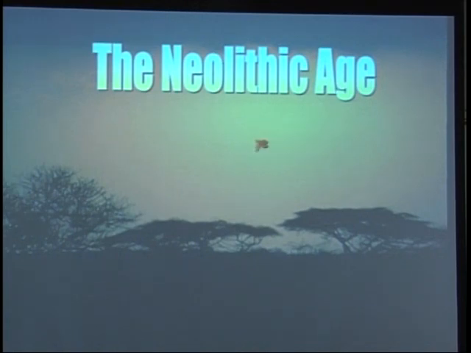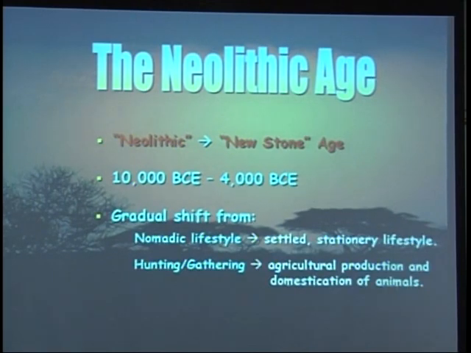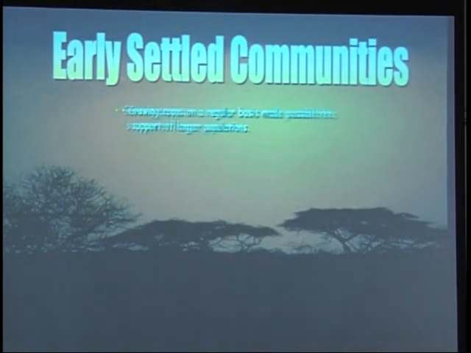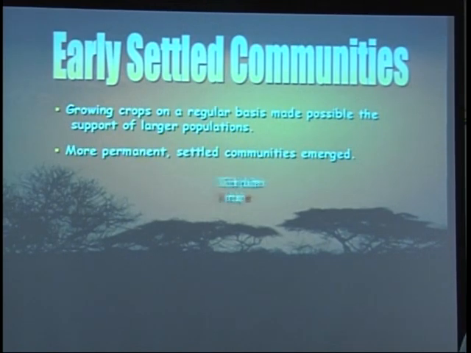The Neolithic age. Neolithic means new Stone Age as opposed to Paleolithic, which means old Stone Age. This is from about 10,000 BC to about 4,000 BC. In this time period, you're going to see a gradual shift from a nomadic lifestyle of hunting and gathering, where they were forced to chase the animals down, to a more sedentary community. They settled down and started to grow crops, which made them able to sustain and support larger populations of men and women. They knew that the food was going to be secure and they could find it in the same place every year. More permanent and settled communities emerge.